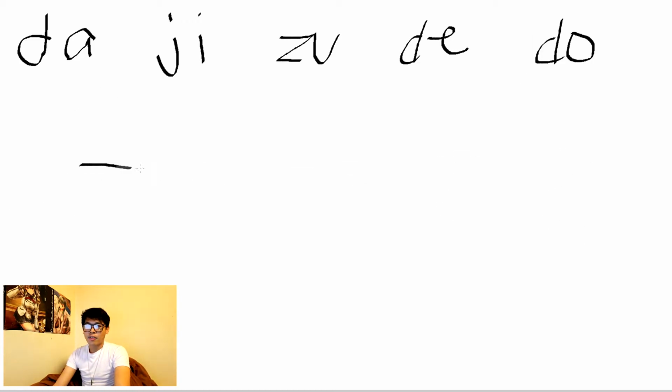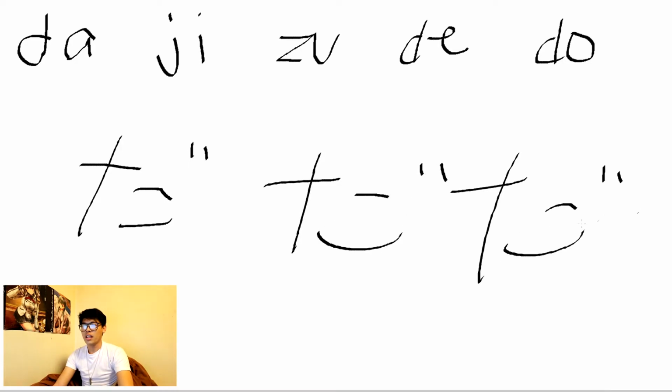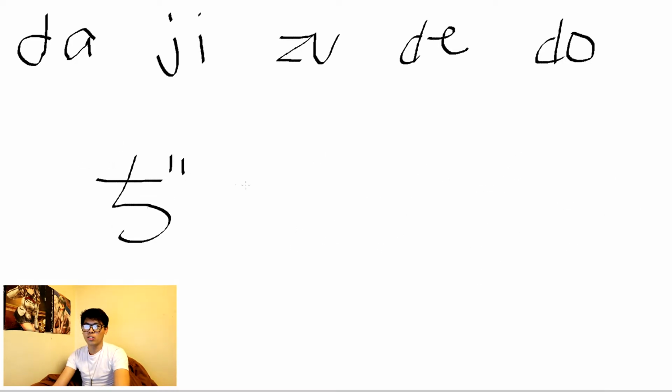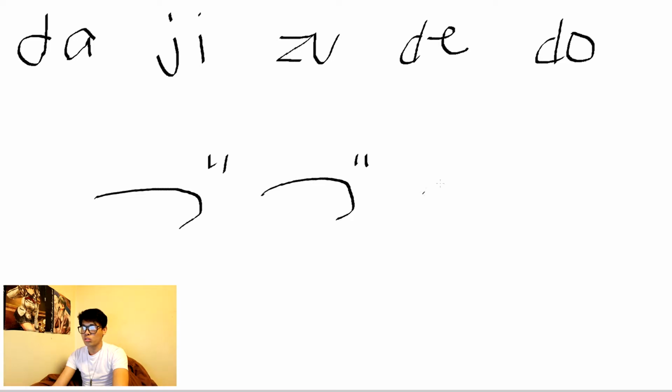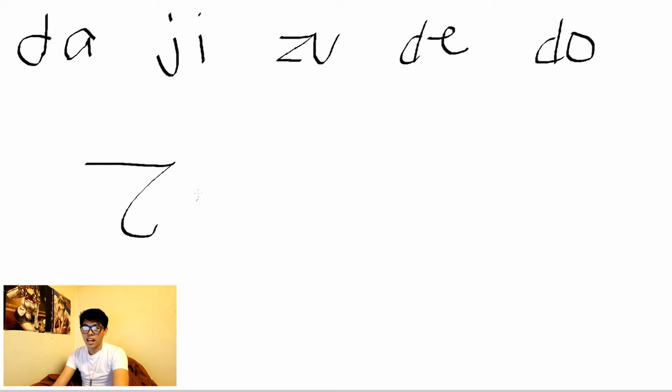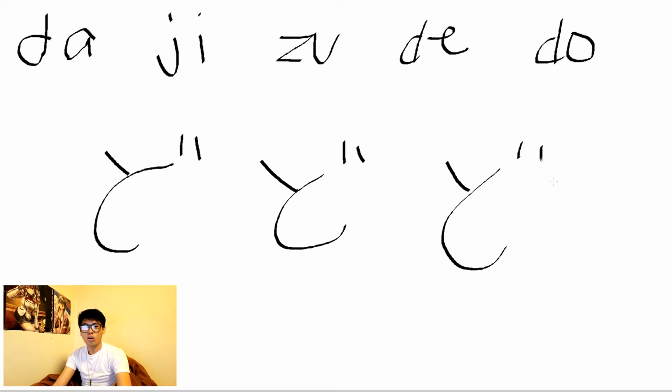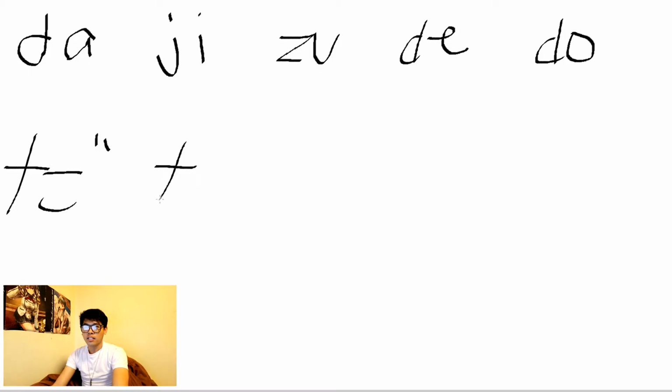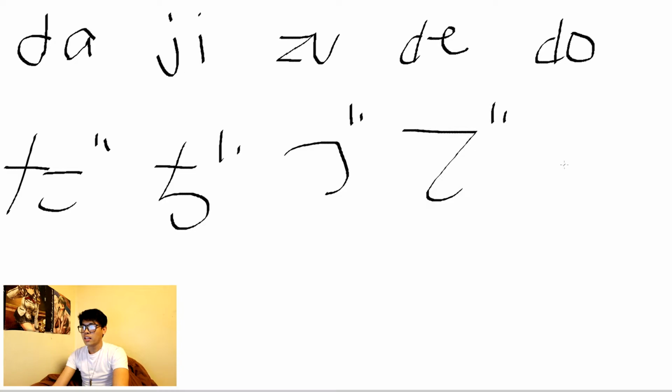How to write da from ta? 1, 2, ta, da. Okay? Next is chi. Put this one to become ji. Tsu, put this one to become zu. From te, de. From to, put this one to become do. We have da, ji, zu, de, do.